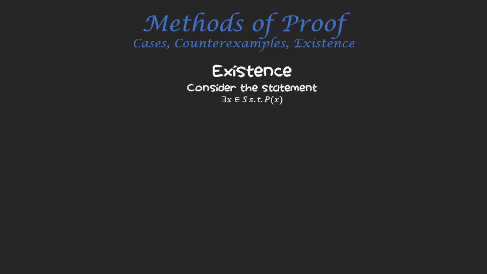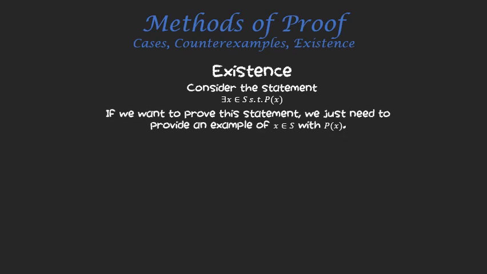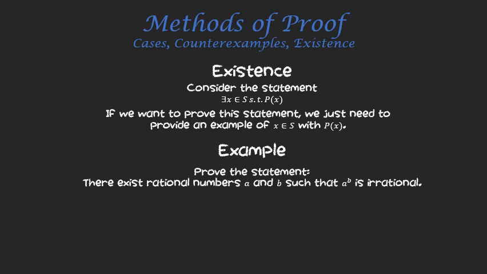So if we want to prove something like there exists x in S such that P of x, well, we'll do that by providing an example. We'll show that we can find an x in S that satisfies P of x. So for example, maybe we can prove this statement. There exist rational numbers a and b such that a to the b is irrational. And remember, there exists, that's our key, that this is an existentially quantified statement.